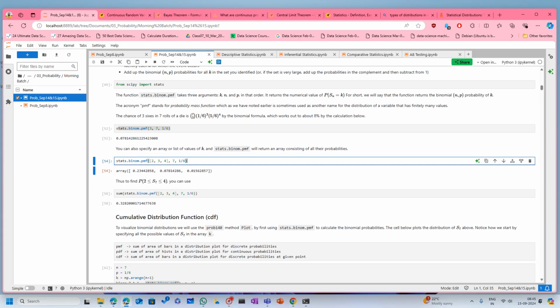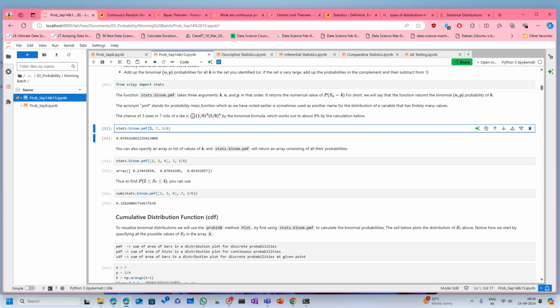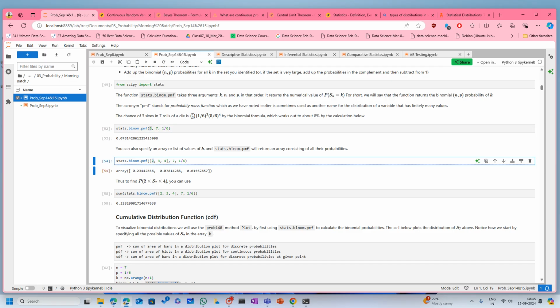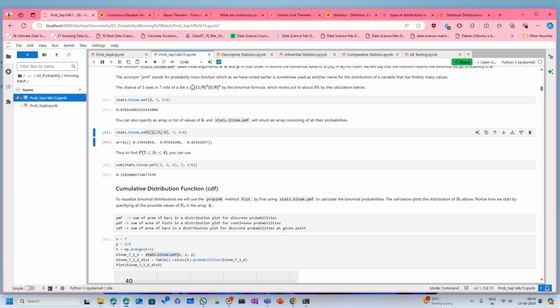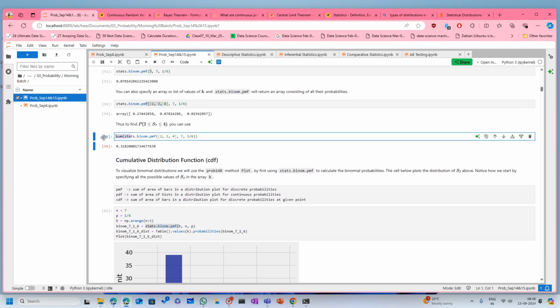Likewise, we have repeated some other values. So here, instead of calculating only 3 times you are getting the 6 side, here we are talking about how many times you will get it. Out of 7 rolls, what is the probability that you will get it 2 times, 3 times versus 4 times? This way also you can pass it. So you can get the probabilities separately as an array. And here we are just trying to calculate the sum.